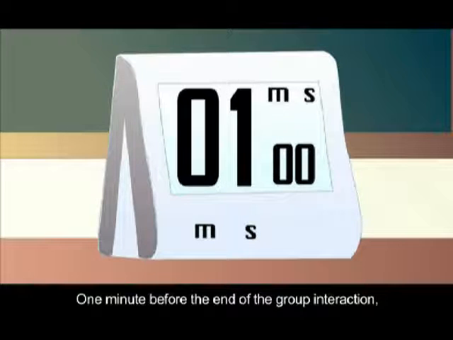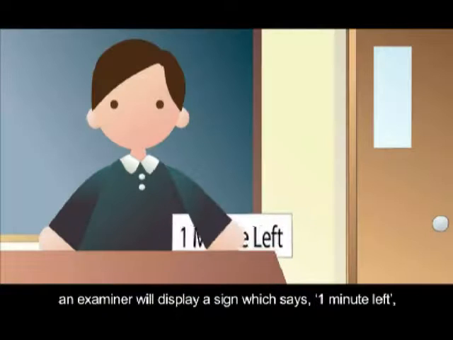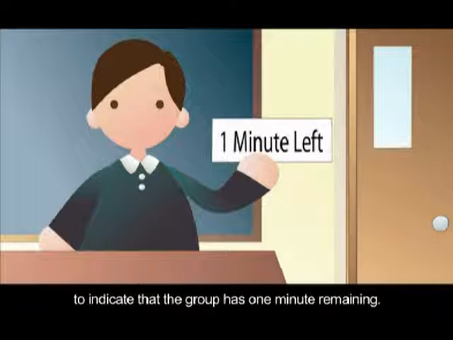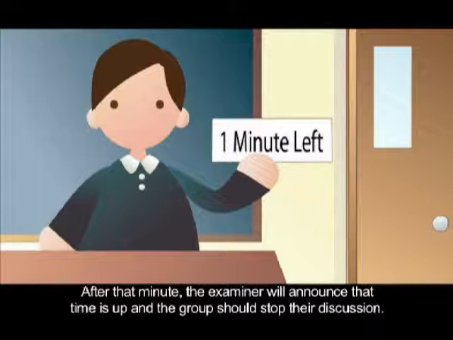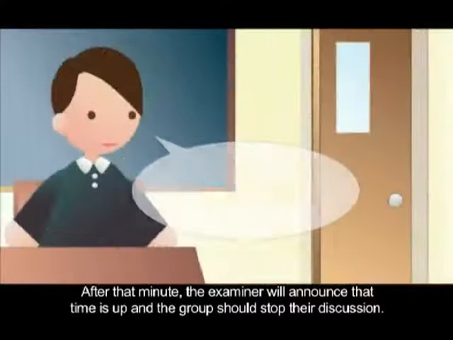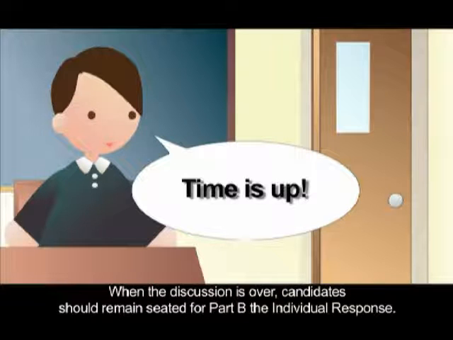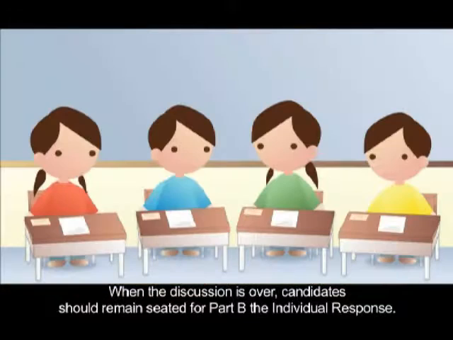1 minute before the end of the group interaction, an examiner will display a sign which says 1 minute left to indicate that the group has 1 minute remaining. After that minute, the examiner will announce that time is up and the group should stop their discussion. When the discussion is over, candidates should remain seated for Part B, the individual response.